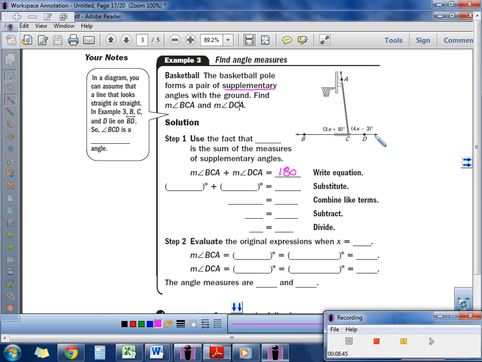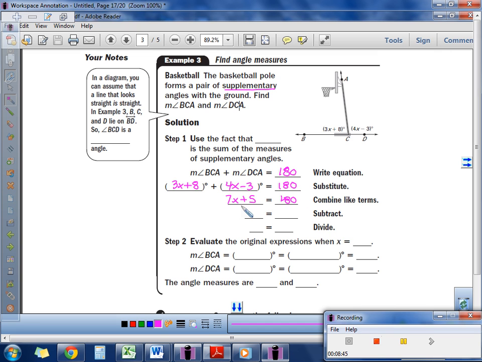I can then substitute values. Which one is BCA? Yeah, the expression 3x plus 8. Which one is DCA? 4x minus 3. Good, and they still are supplementary. Now you need to do some algebra. You need to combine like terms. 3x and 4x are like terms. Add them together and they are 7x. You also have some constant terms. You have an 8 and a minus 3, which is a positive 5.